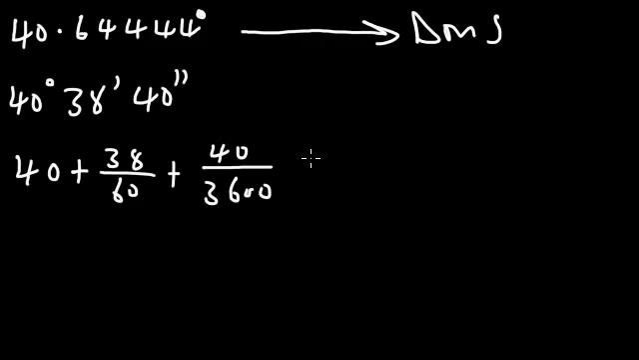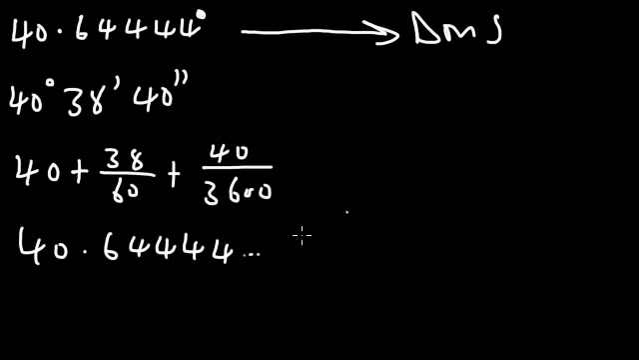So 40 plus 38 divided by 60, and again plus, sorry, 40 divided by 3,600. Then I end up having 40.64444 repeating. So the 4s are repeated, but regardless, we can clearly see that this is the same as the actual problem. So that's kind of straightforward. That's how the reverse process is done.